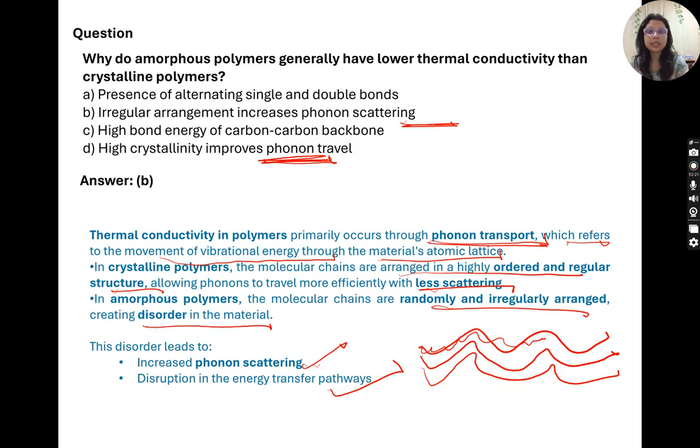The presence of alternating single and double bonds is a phenomenon which increases the electrical conductivity, and thermal conductivity also depends on it, but because of single and double bonds the increase in electrical conductivity is much higher. Higher crystallinity improves phonon travel, so this will not be the reason for amorphous polymers. And the high bond energy of the carbon-carbon backbone is not the reason for lower thermal conductivity. So it's B, the irregular arrangement which increases phonon scattering. I hope this is clear.